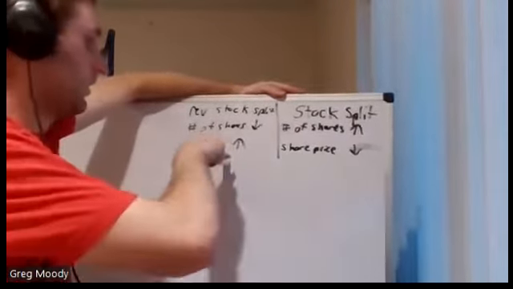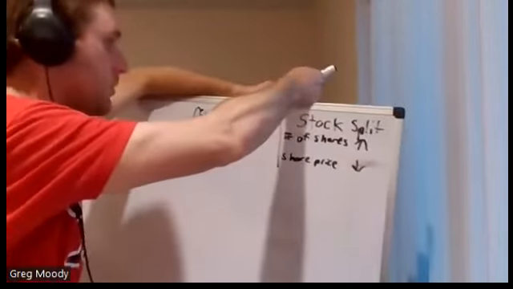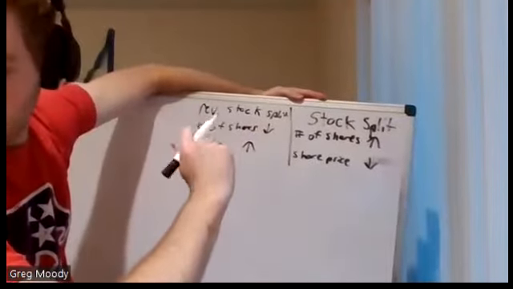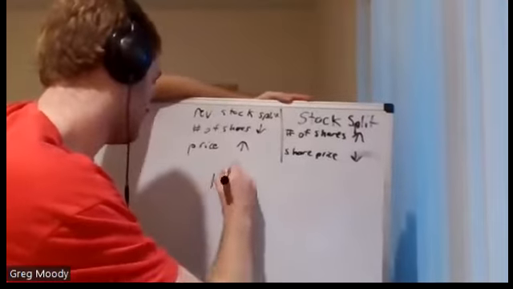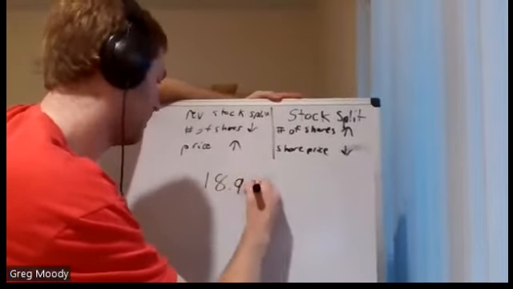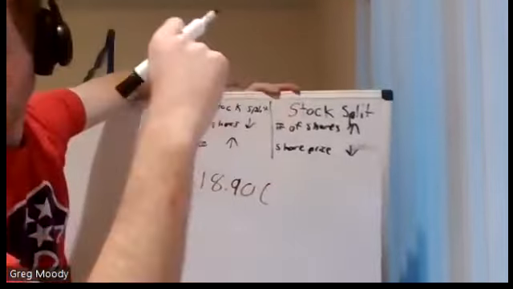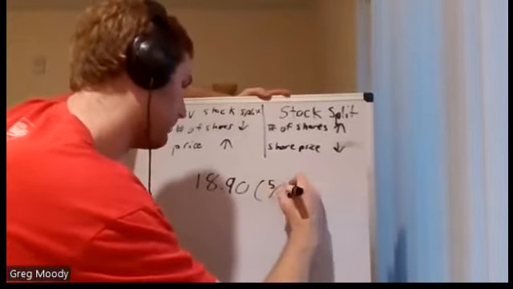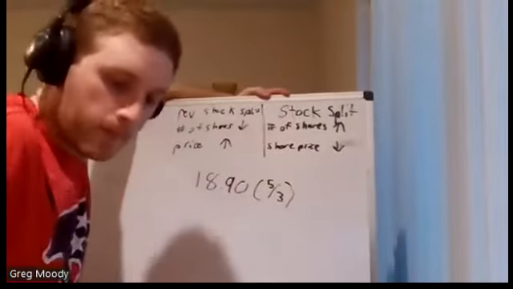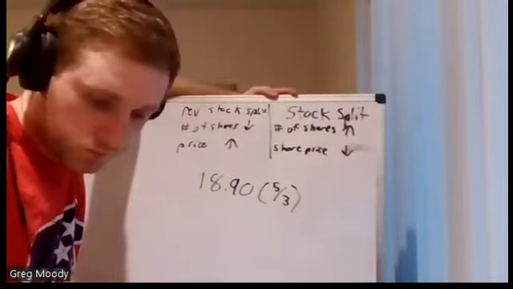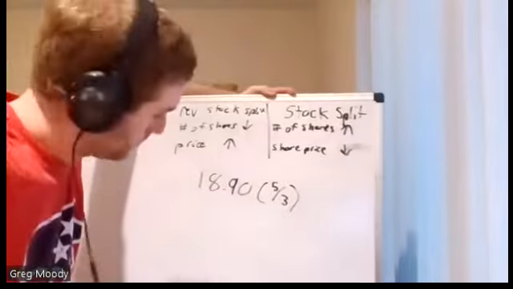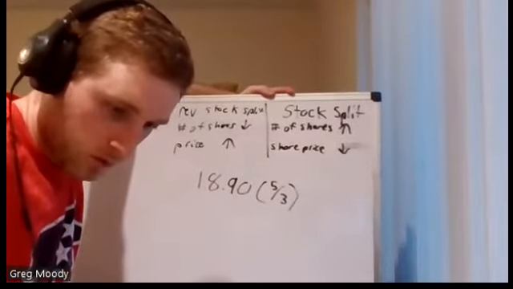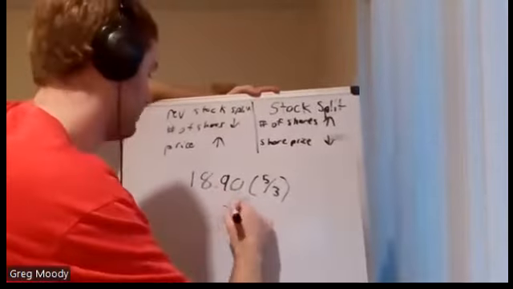So again, we're going with the reverse stock split, which means our price is going to rise. We have a current price of 18.9. It's going to rise, and we're doing a 3-for-5 reverse stock split. So that'd be 5/3. And that would be 31.5.